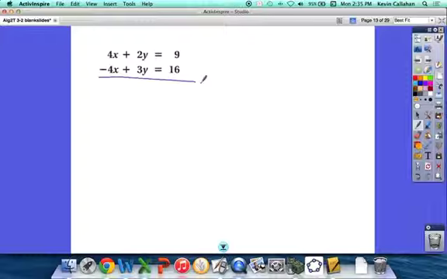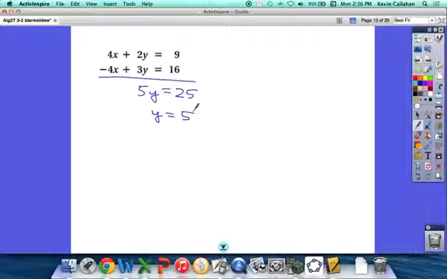Well, what do you got when you add up 4x plus negative 4x? They eliminate each other, right? That's why it's called elimination, because in this step, you will eliminate a variable. So this is 0. 2y plus 3y is 5y. 9 plus 16 is 25. All right, now we've got one equation and one variable solved. Y equals 5.